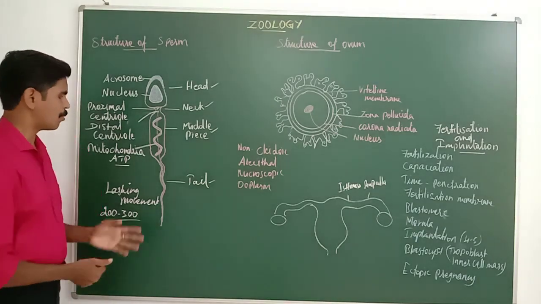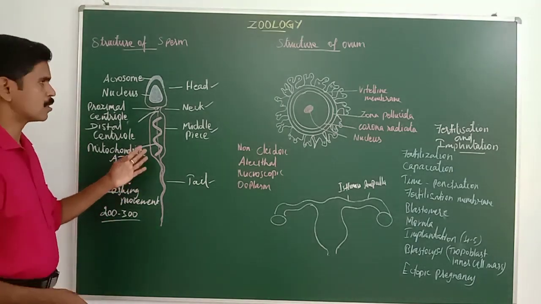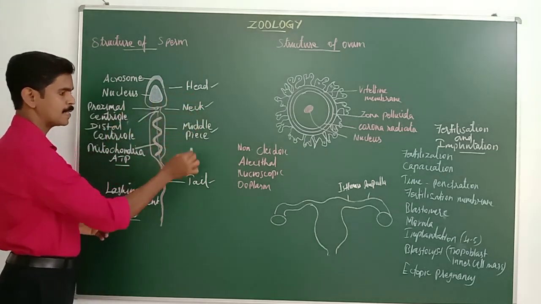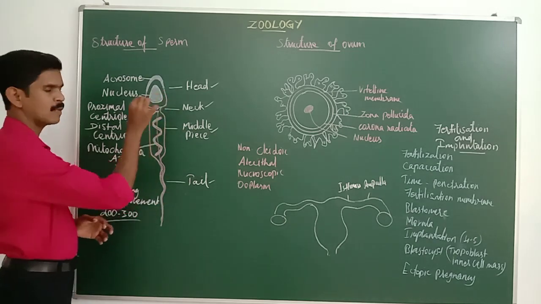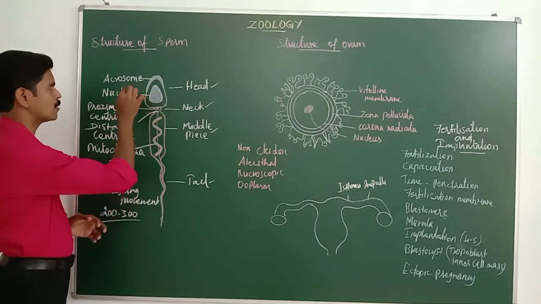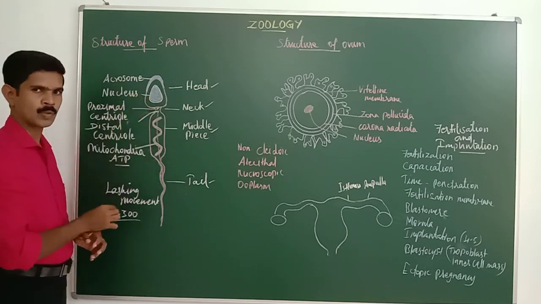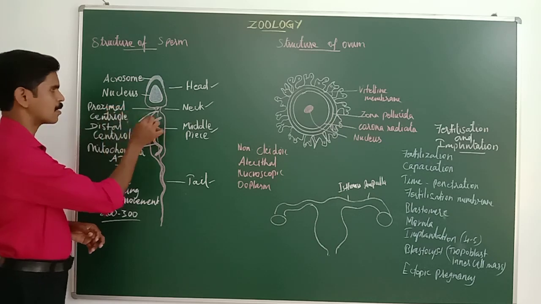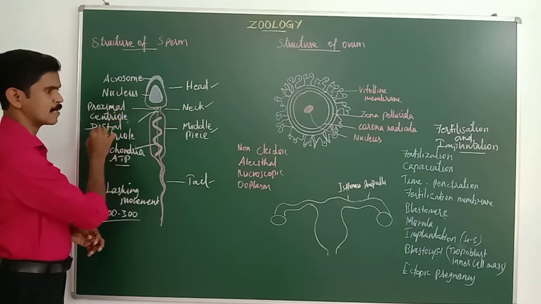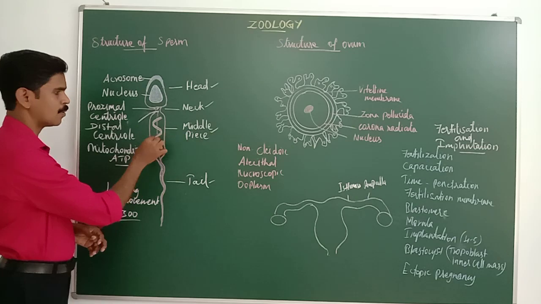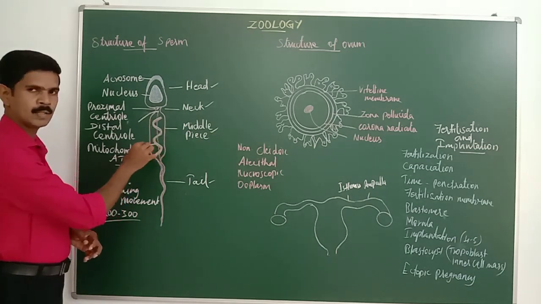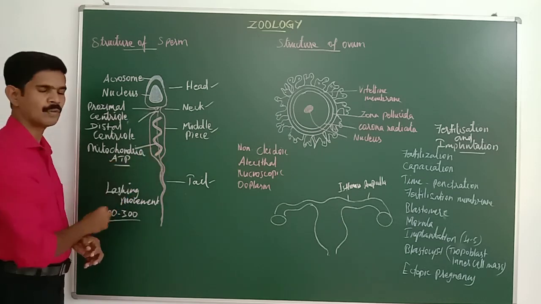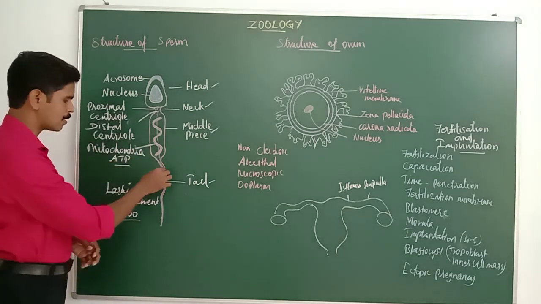Understand, my students? So hope you all understood the structure of the sperm. The sperm consists of 4 important parts: head region, neck region, middle piece, and tail region. The head region consists of two important organelles. One is the acrosome and the second is the nucleus. Then the neck region consists of 2 important centrioles. One centriole is called the proximal centriole, and the second is called the distal centriole. Then the middle piece consists of only one cell organelle, called mitochondria. This mitochondria gives energy for the movement of the sperm, and the energy is given in the form of ATP molecule.